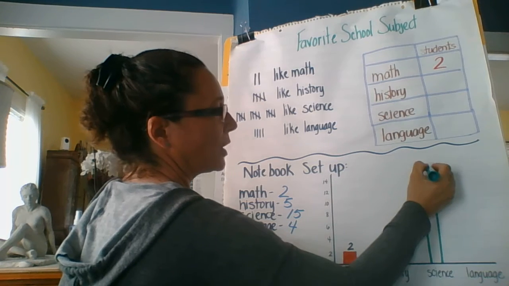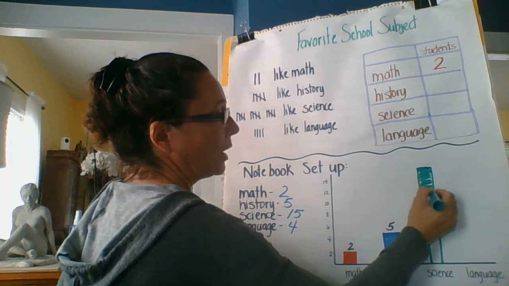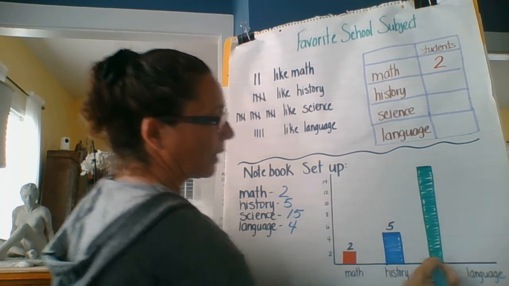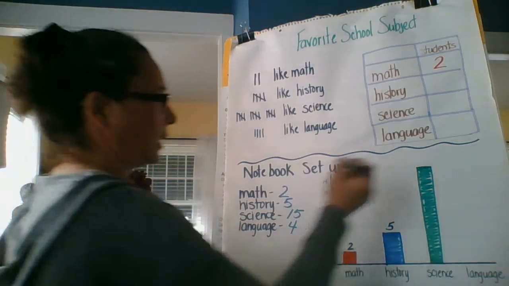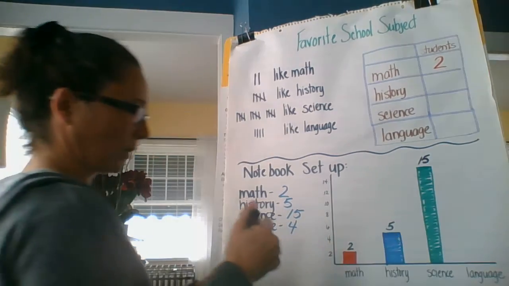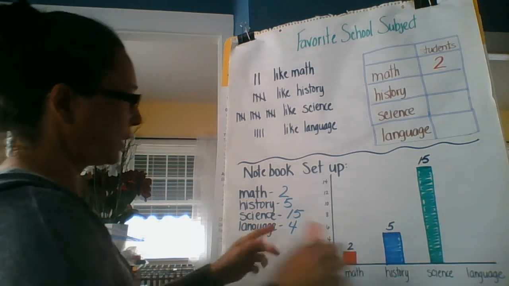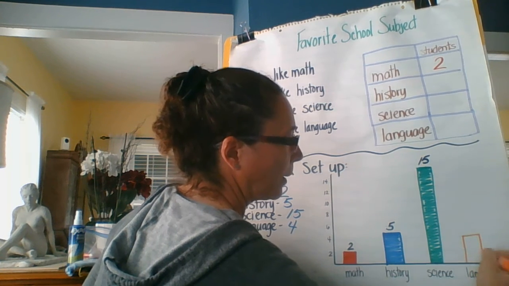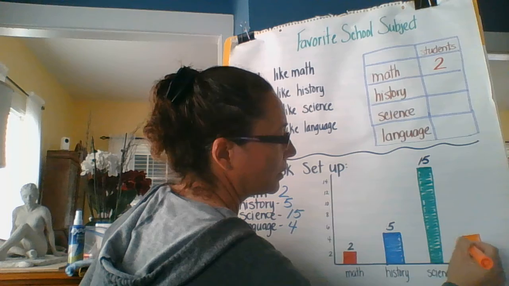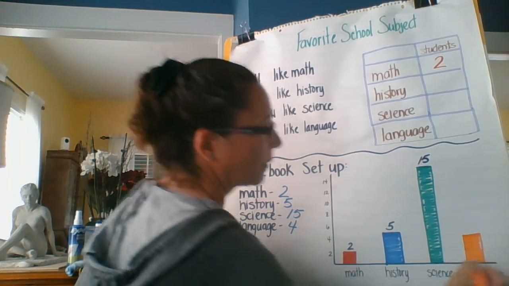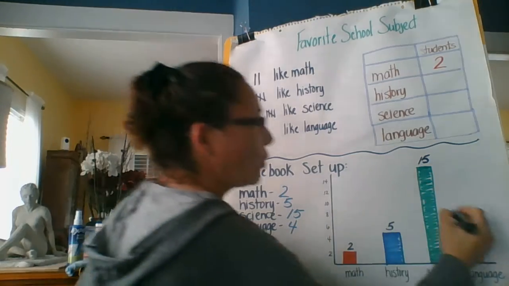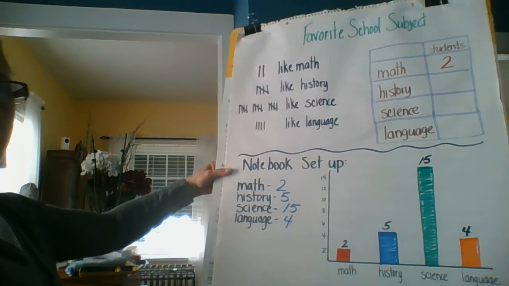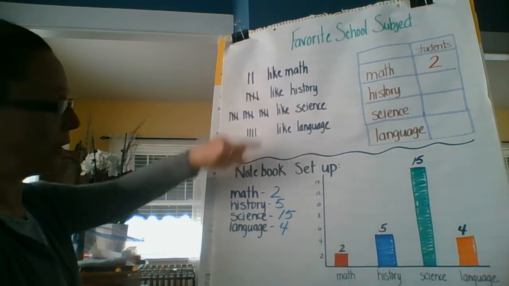Remember, you're doing bar graphs, so they need to look like rectangles. They need to look like bars. And you're going to color it in better than I am. I'm just doing it quickly to show you. All right. And then label that 15 with your pencil. And then do the last one. Language is 4. So I'm going to go right here and color it in. And label that 4.